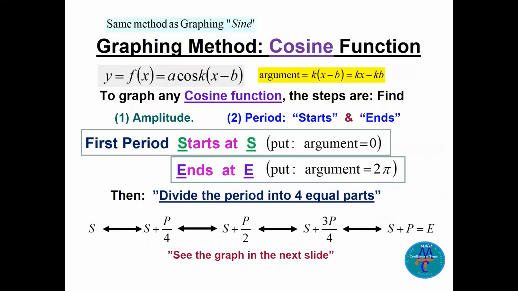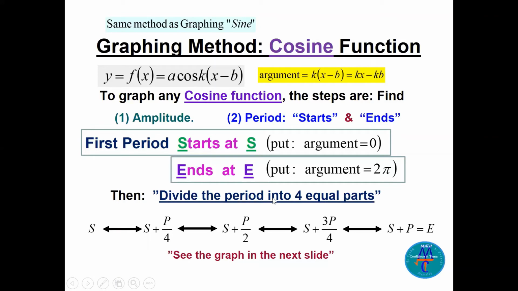Now, the method of graphing cosine is the same as the method of graphing sine. Find the amplitude first, and then find the period. For sure, we have to find the period, and see where the period starts, where the period ends. So this starts at S, and it will end at E. To find S, put the argument equals 0. To find E, put argument equals 2 pi, exactly like graphing sine.